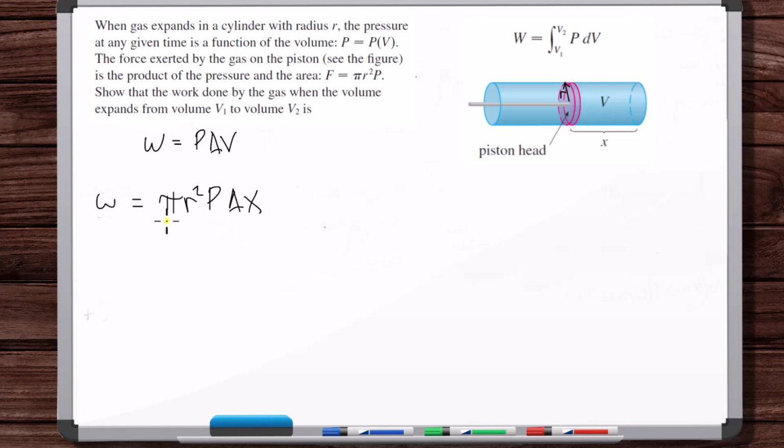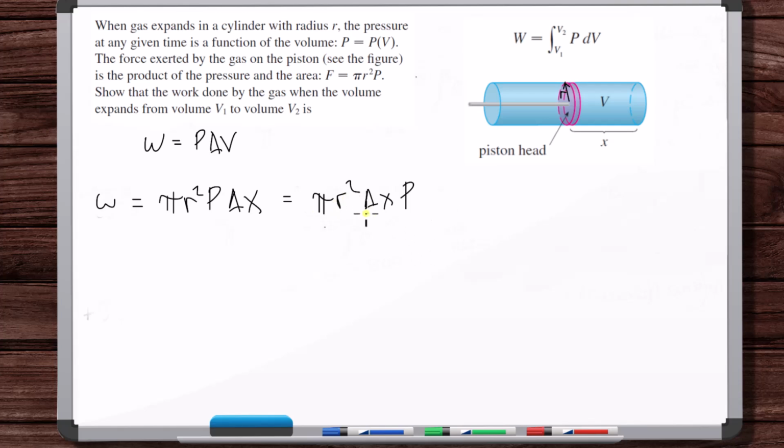Okay, so that's the force times the distance, right? That's the work done. Whenever you increase the volume, this is the work done. This is the force times the distance. The force is in this direction. The piston moves in that exact same direction as the force, so you just multiply the force times the distance moved. Okay, now, if we rearrange this, let's bring the delta X here.